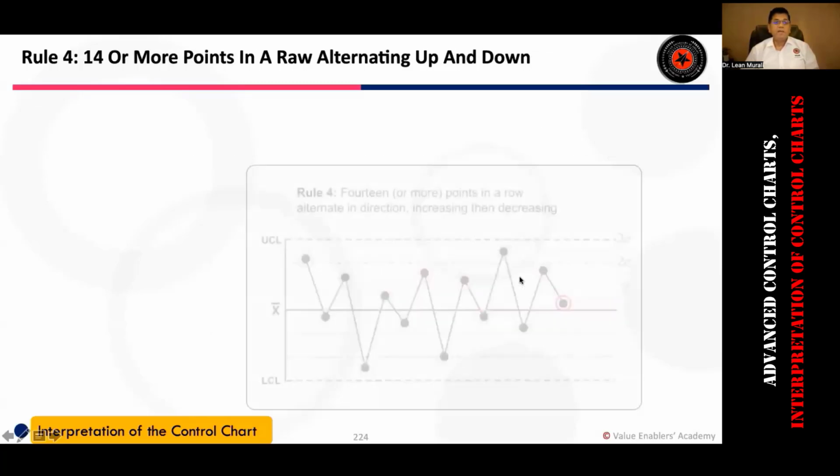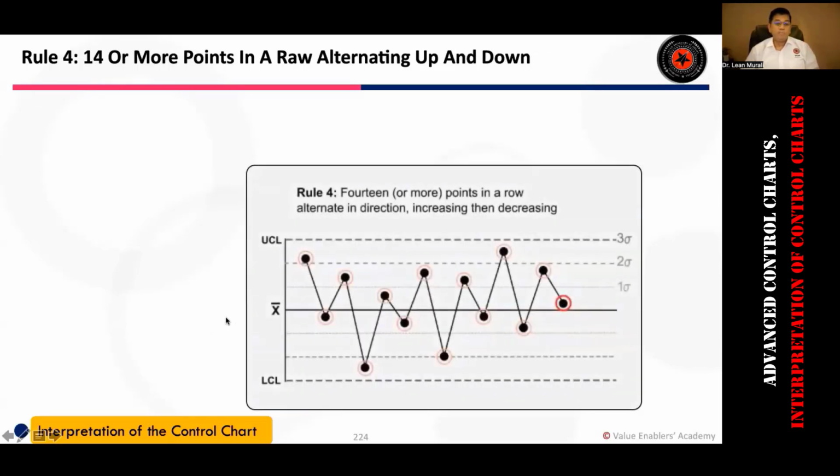Excellent. Okay. Rule 4 is a very interesting rule which most people may not know. 14 points alternating up and down. You might think it is a normal variation. Okay, it is likely to be up and down. But 14 consecutive points up, down, up, down, up, down means somebody is tweaking the process, increasing.